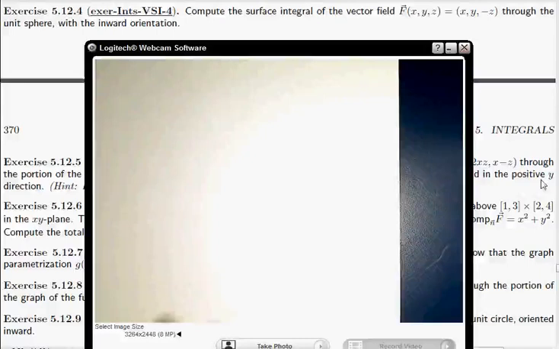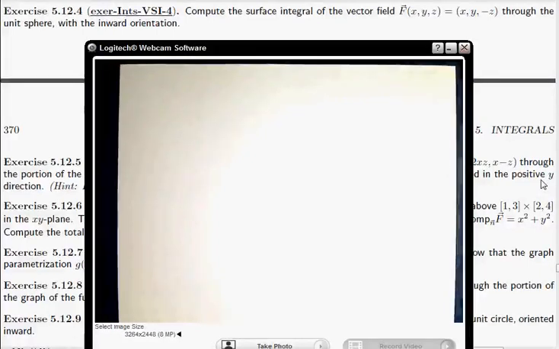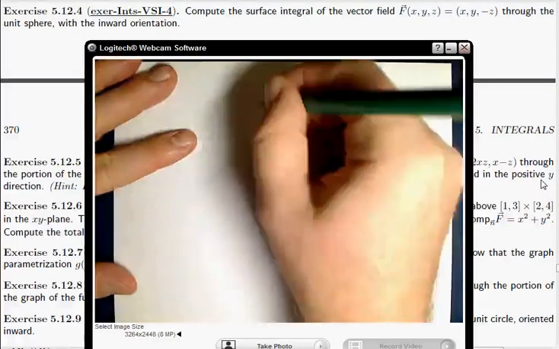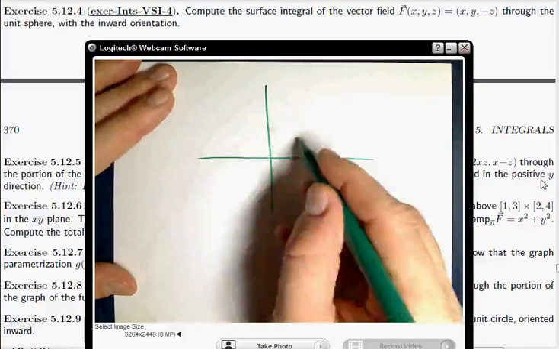Okay, so this is a kind of a plug and chug problem. We've got a vector field, we've got a surface, and we're going to go through our usual process. We're going to parameterize the surface, and then we're going to plug into the formula for how to compute these vector surface integrals parametrically. So step one, parameterize the surface, unit sphere.